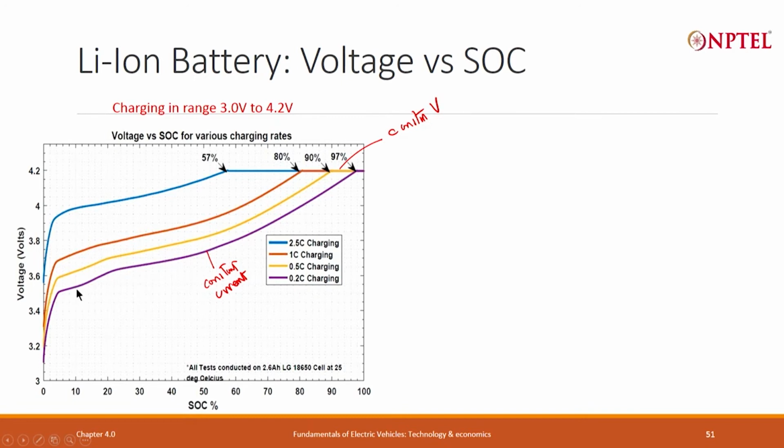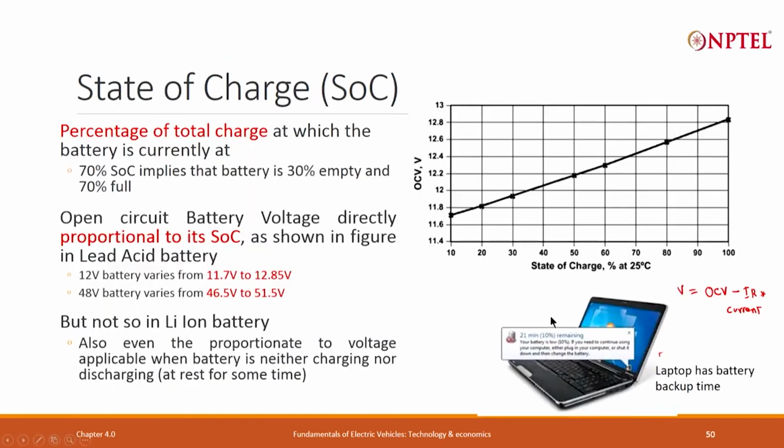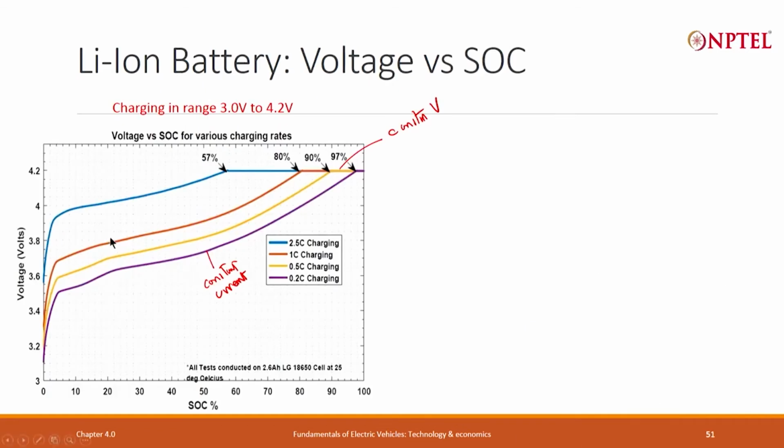Your voltage is higher for 0.5 C current, because if I go back to this, the voltage that you are measuring is open circuit voltage minus IR into the current. So, the current is larger, your actual voltage is going to be less than open circuit voltage. More the current, you will see the actual voltage has to be higher for the same SoC. Okay.